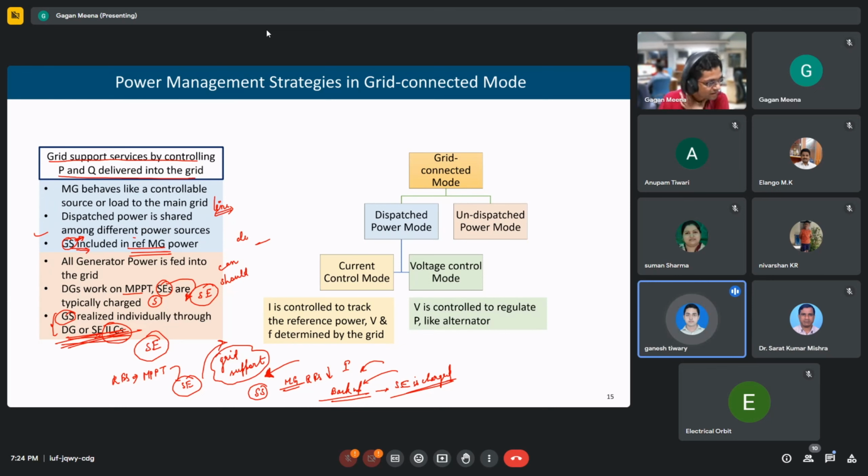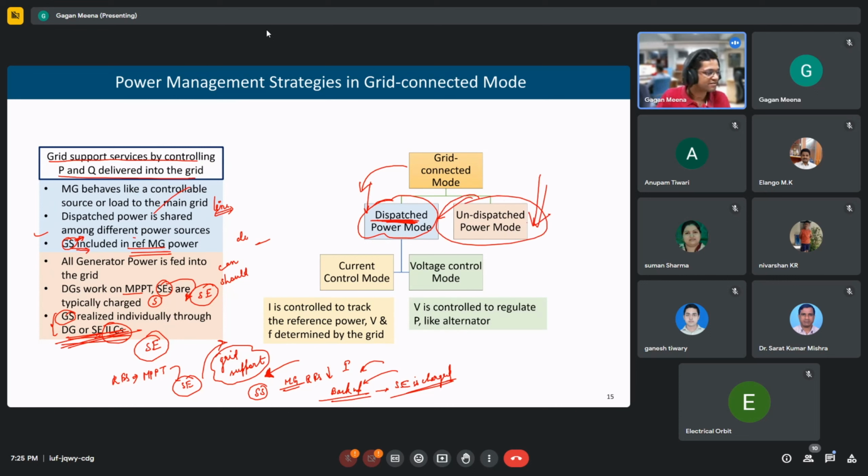Sir, what is actually undispatched meaning? It means the grid is not dispatching the power. Yes, correct. Here, whatever is being generated, all the excess generation is directly fed into the grid. The grid is not deciding how much to feed. But in the dispatched case, the microgrid receives a signal from the grid on how much should be supplied to the grid. So it is predetermined how much to supply. Here it is not the case. Whatever excess is there, directly feed it into the grid.